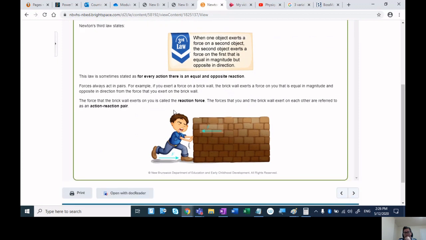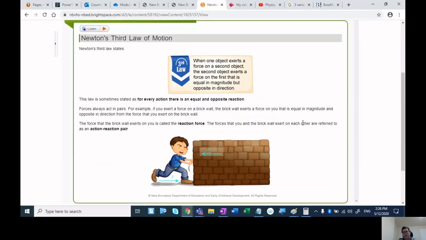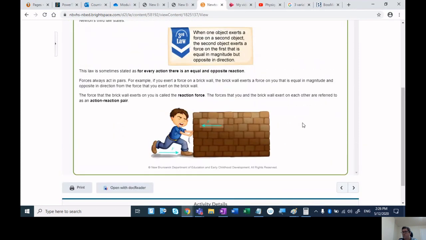Action, reaction. For every action, there is an equal and opposite reaction. You've heard this before. You push on a wall, you're exerting a force. The wall is also exerting a force on you. Doesn't matter if the wall has a brain or not.